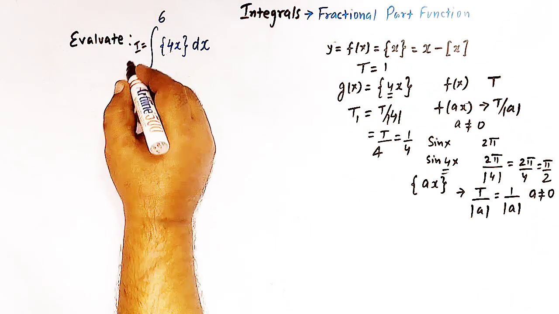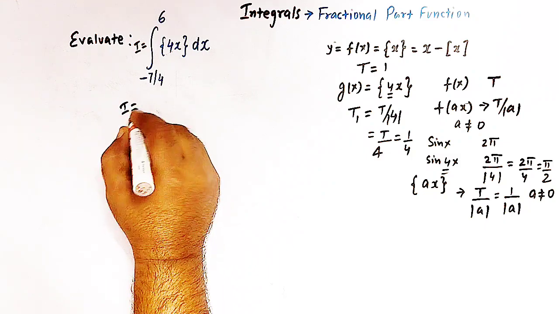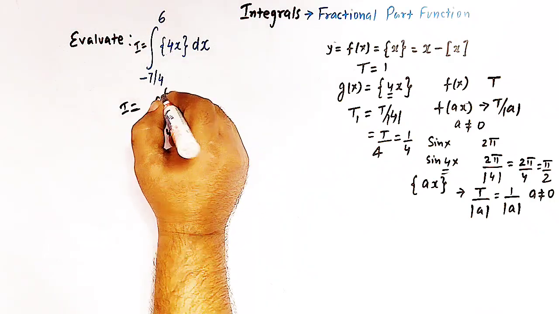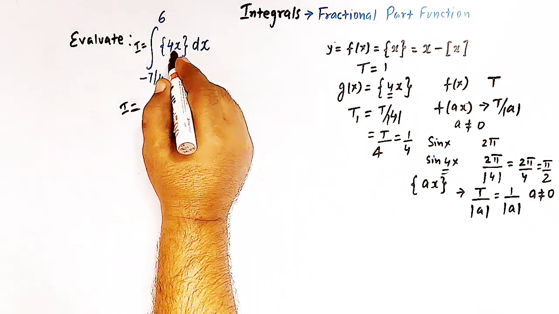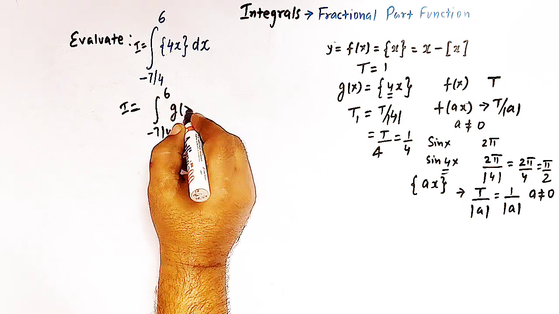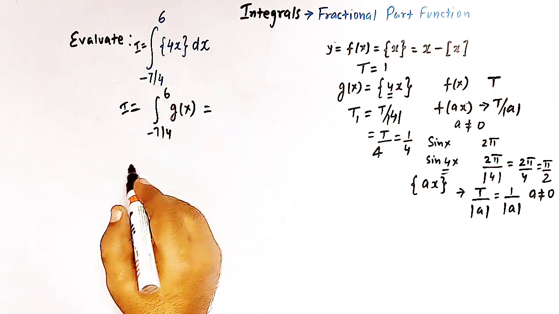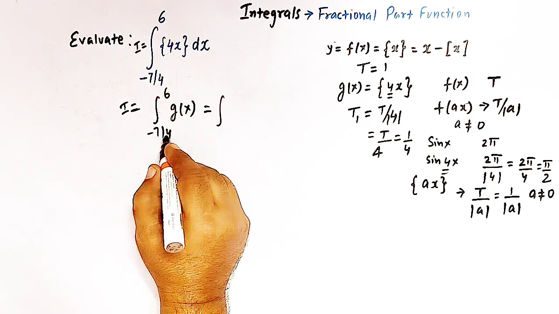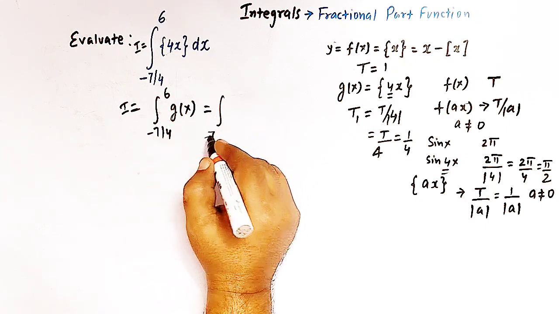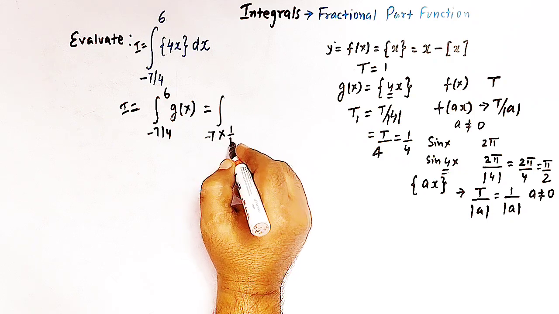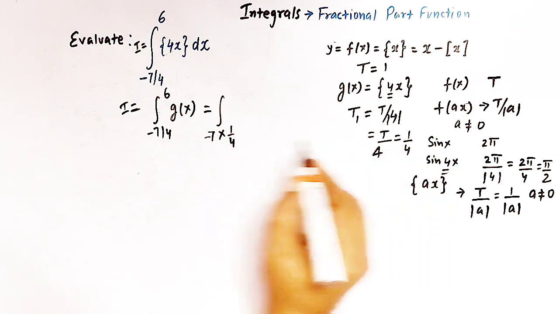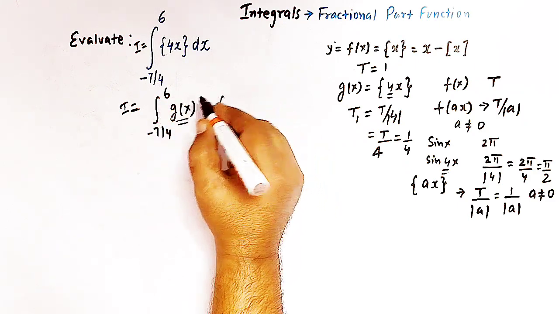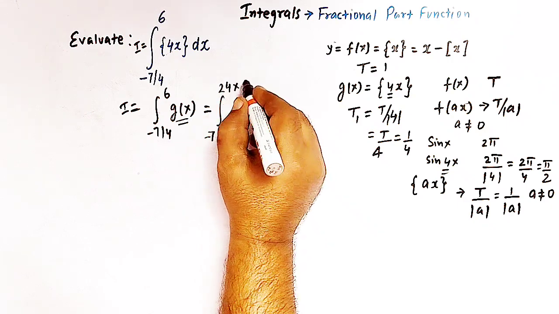So now let us write this integral I as the integral from minus 7 over 4 to 6, and the fractional part of 4x can be written as g of x, right? Now let us rewrite the limits in the form, that is minus 7 over 4 can be written as minus 7 times 1 over 4, because 1 over 4 is the period of g of x, and here we have 6, so let us write 6 as 24 times 1 over 4.